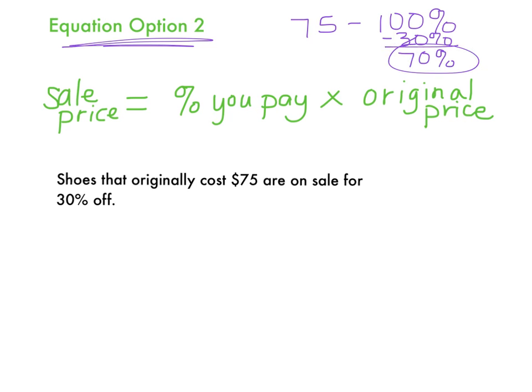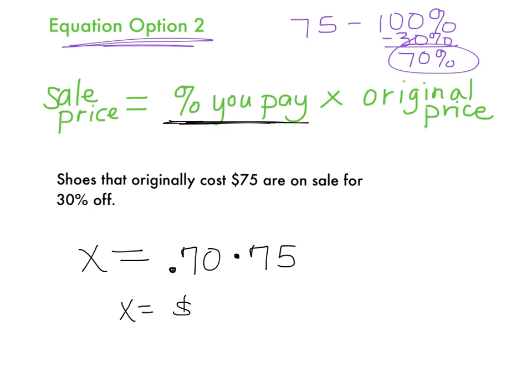So instead, I'm going to use that percent in my equation. I'm trying to find the sale price. I'll call that X. The percent I'm paying is 70%, so I'll put 0.70. And I can times that by my full price, which is $75. So 0.70 times 75, I end up with $52.50. And that's my final price.